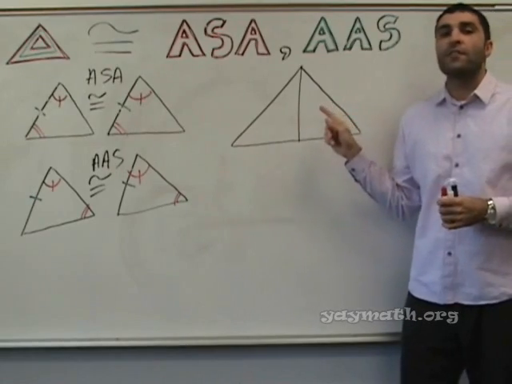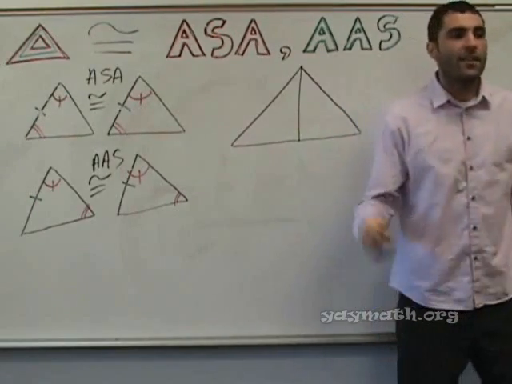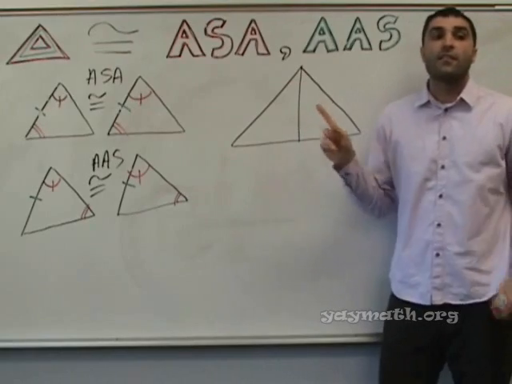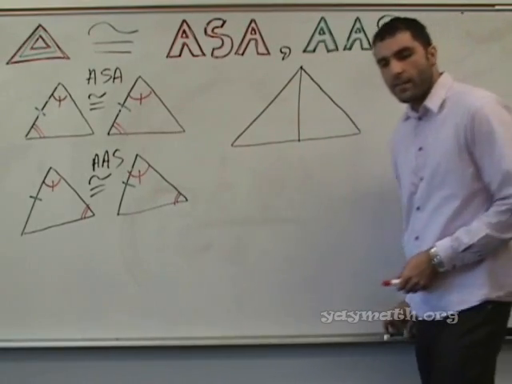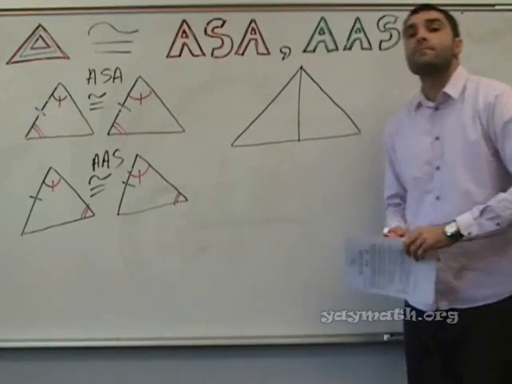So are these triangles congruent? Even though they're back to back, are they congruent to each other yet? No, they're not. All right, so let's see if we can start marking them. Let's use the red.